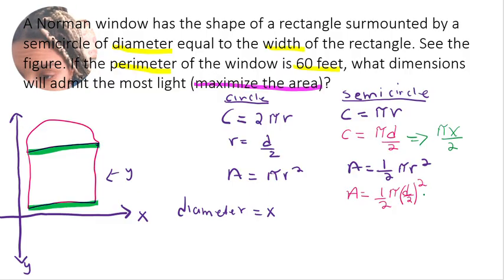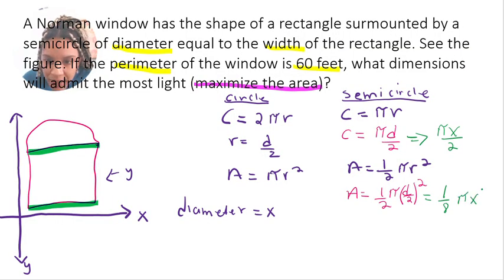So then this one over here, I have it simplified somewhere. This simplified will be 1/8 pi x squared. Okay, this, we don't need that one right now. Okay, we're going to work with the semicircle.